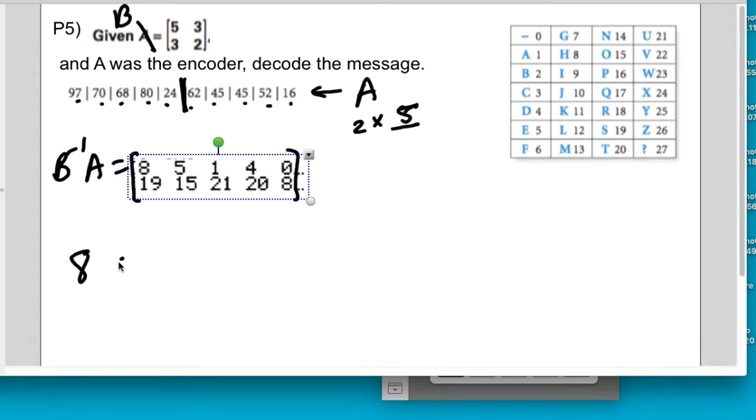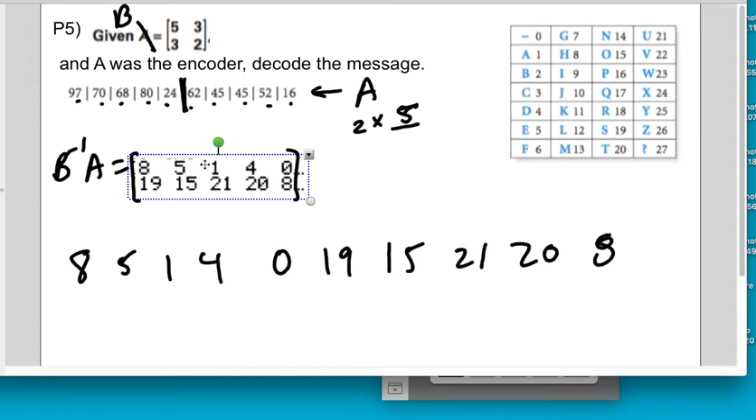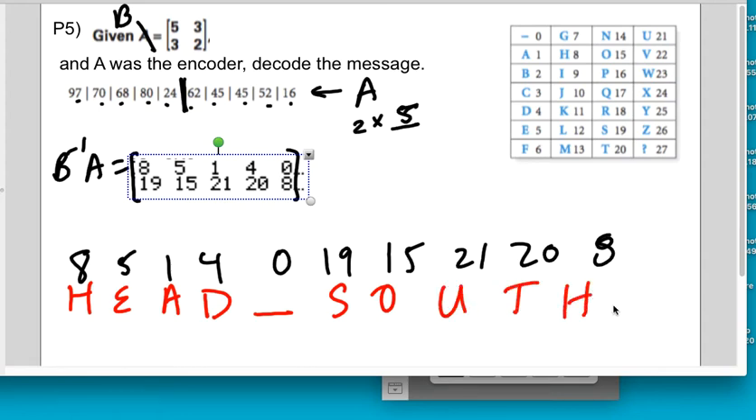If you want to write it as 8, 5, 1, 4, 0, 19, 15, 21, 20, and 8, you can. If you want to just write the words above and then write the full sentence, that's also okay too, right? So 8 is H, 5 is E, 1 is A, 4 is D, space, S, O. I'm going to guess we're going for south. Yep, head south. So there you go.